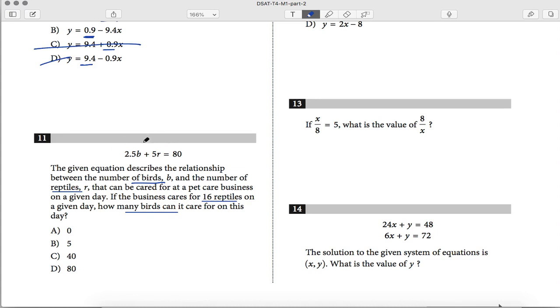So it's a linear equation with two variables, no? All we have to do is, because we are given r equals 16, we just need to plug that value into this equation and solve for b. So 5 times 16, that makes 80. Now subtract 80 from both sides. So this term disappears, 18 minus 80 equals... so 2.5b equals 0.